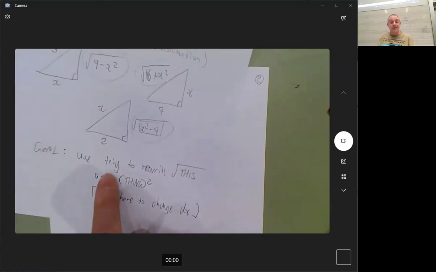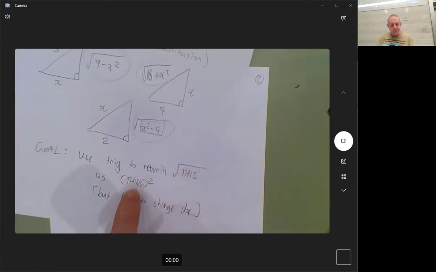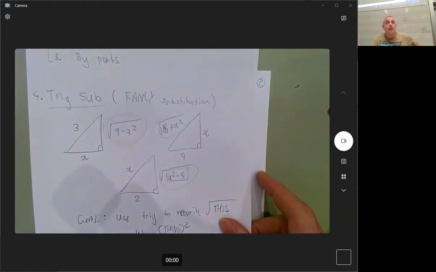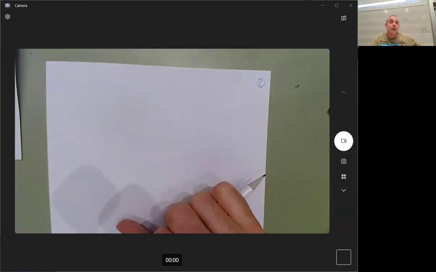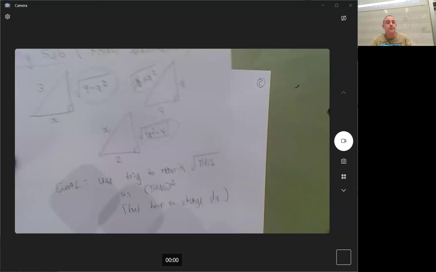Okay, so trig substitution is designed to do that, and we're going to use trig identities to rewrite this as this. And you have to pick the right trig identity. There are 2 ways that people have of picking the right trig identity. One of them is by drawing a triangle like this, and the other one is by just writing down the trig identity. Officially, you're supposed to write down the trig identity even if you do use the triangle.